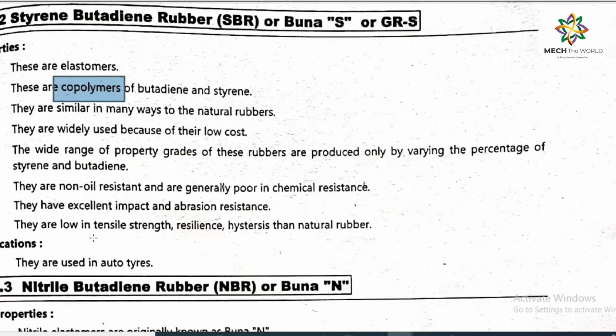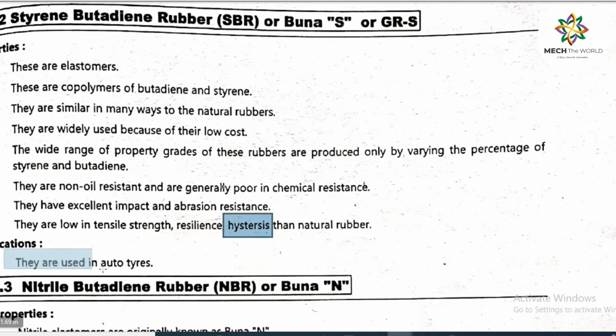They are low in tensile strength, resilience, hysteresis. What is hysteresis here? The term hysteresis came from electrical terminology, as you might have studied about the hysteresis current in the BEE subject. So, styrene butadiene rubber possesses low tensile strength, low resilience, and low hysteresis than natural rubbers. Okay.